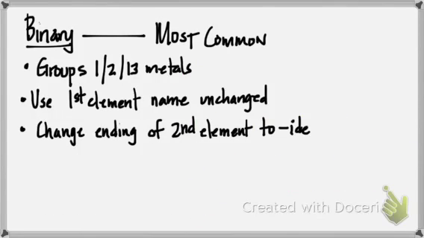The first naming system that we're going to deal with is the binary naming system, and it's the most common. It's the most general. It's going to be the one that you see the most often. One of the first things that you have to do when you look at a compound is look at the first element and decide what it is. Is it a metal? Is it a nonmetal? And in this case, you're going to be dealing with a metal.